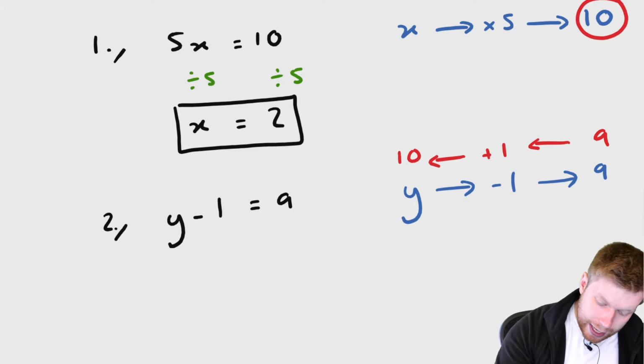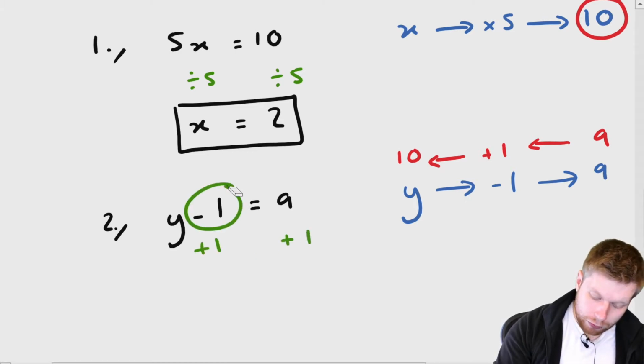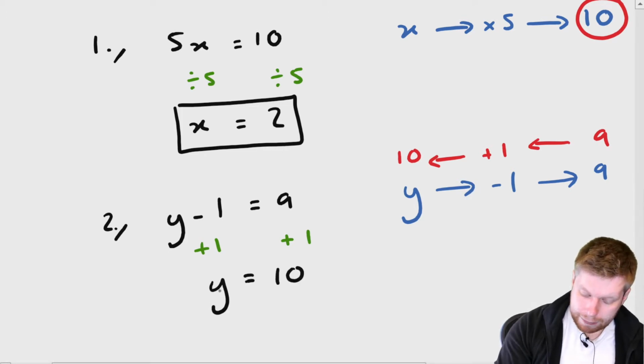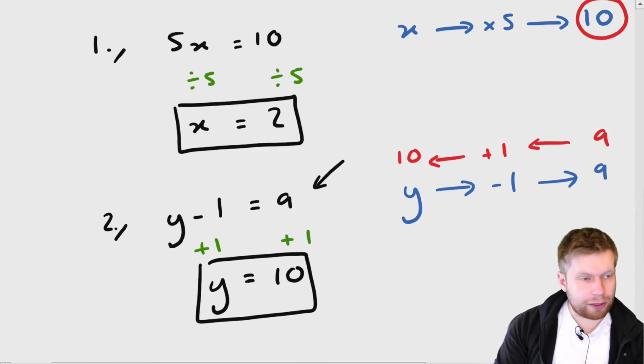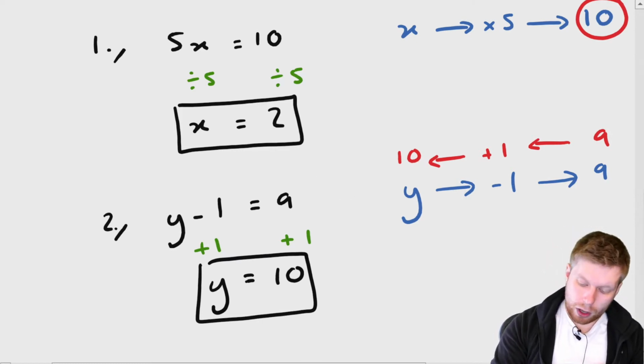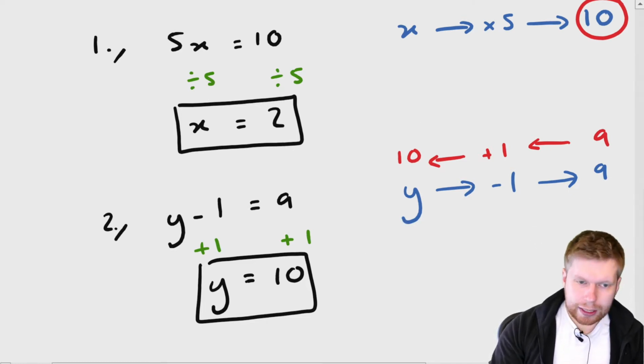So in other words, what I did here was I added 1 on both sides. I got rid of that take away 1 from the left-hand side. So in other words, I'm just left with y equals 10. All right? So there's two ways you can think about it. Either doing this method where you're reversing it on both sides, or you're thinking about it as a chain. Okay? All right, let's try the next one.